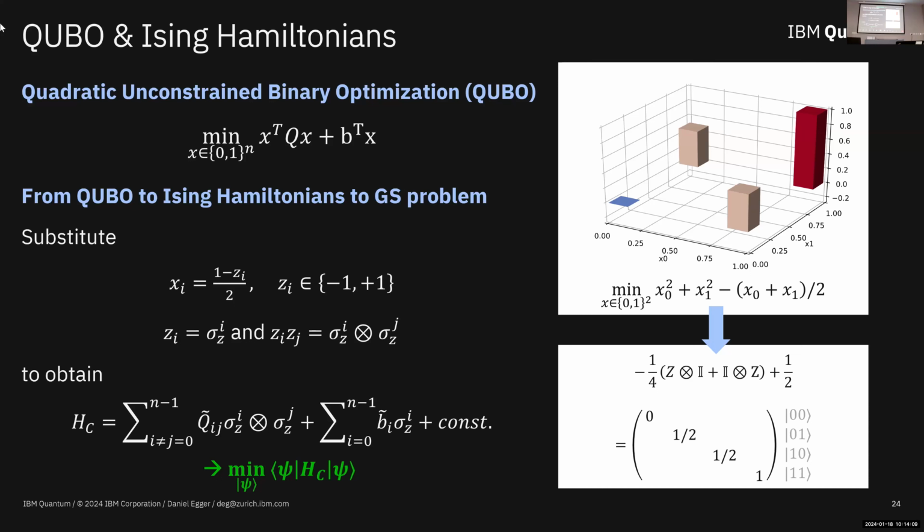A quick example here. I have two decision variables, x0 and x1. This is the form that I'm trying to minimize. The solution to the problem is this state here. It's the one that has the smallest value of this cost function. And then when I translate this to a Hamiltonian, I get a matrix, which is 4 by 4. And the ground state, the one with the lowest energy, also happens to have the values 0 and 0, which is this particular point here.